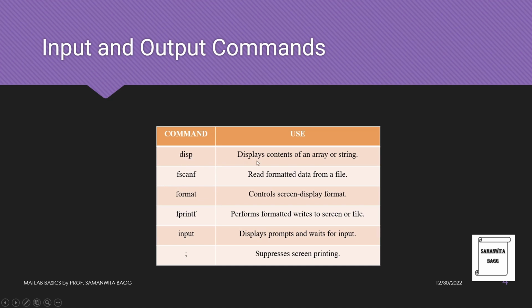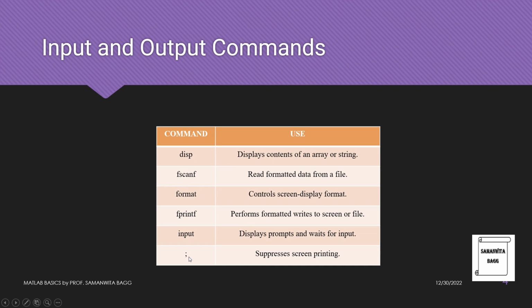disp. It will display contents of an array or a string. fscanf. It will read the formatted data from a file. format. It controls the screen display format. fprintf. It performs formatted writes to screen or file. Now this fscanf and fprintf is nothing but the scanf and printf that you must have studied in C language. fscanf is for reading the data and fprintf is for printing the data. Input, it displays prompts and waits for input.